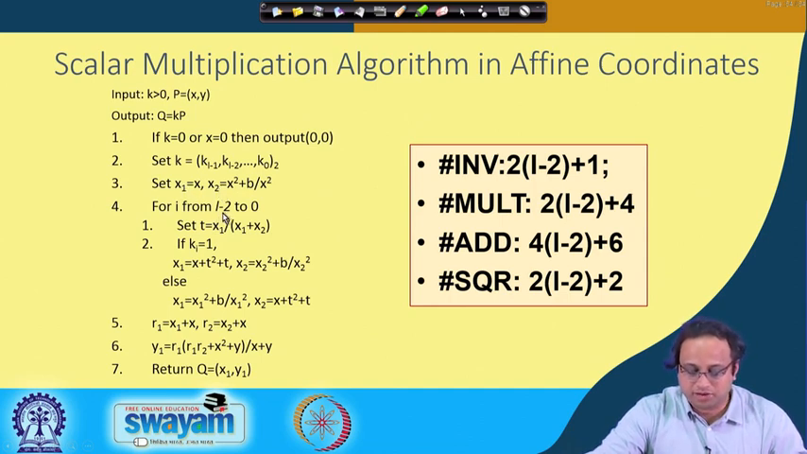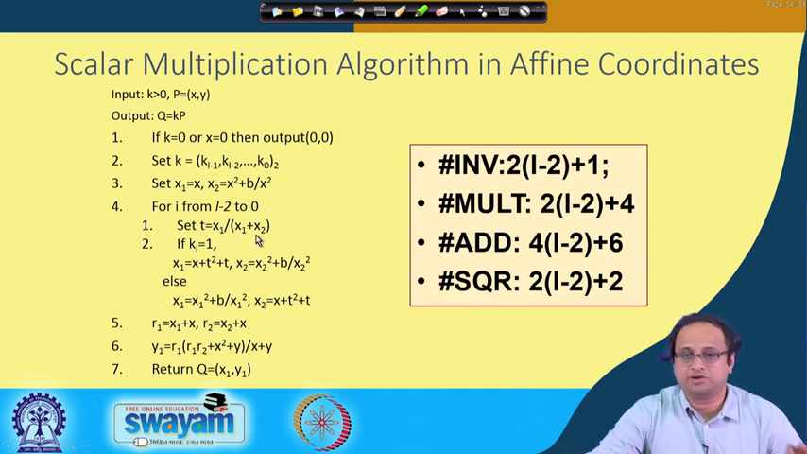Now, from L minus 2 down to 0, what are the steps that I have to do? Remember that if the key bit is 1, then I do an addition in P1 and a doubling in P2. So, I do an intermediate computation t equal to x1 by x1 plus x2, and store it in a temporary variable t. Then I compute x1, which is the x coordinate of P1 plus P2, and therefore I get x1 plus t squared plus t as my resultant x coordinate. x2 stores a doubling of P2, so I can compute x2 squared plus b by x2 squared.